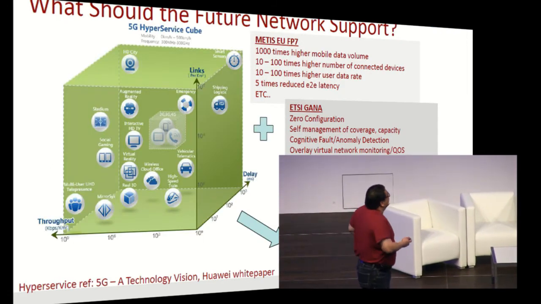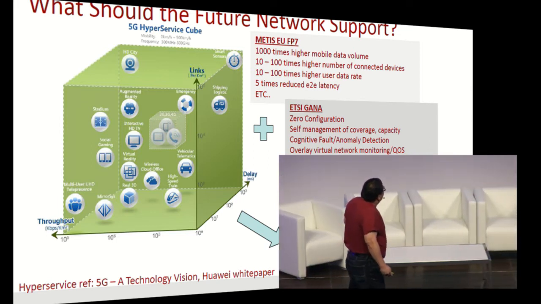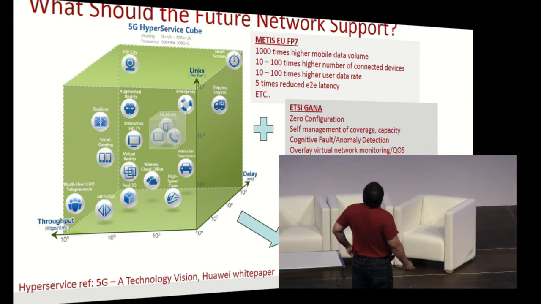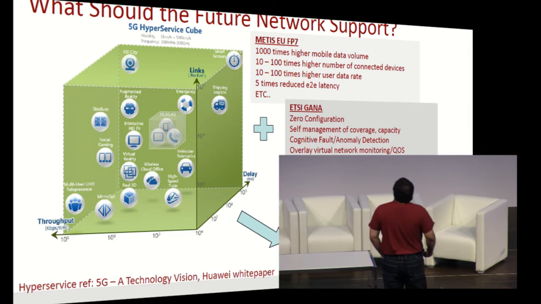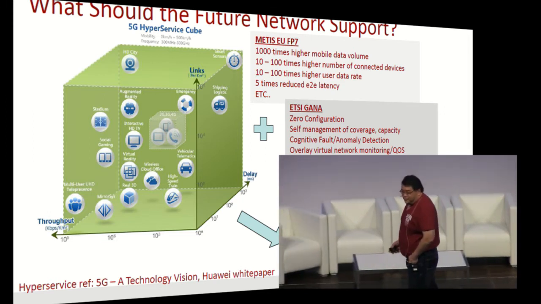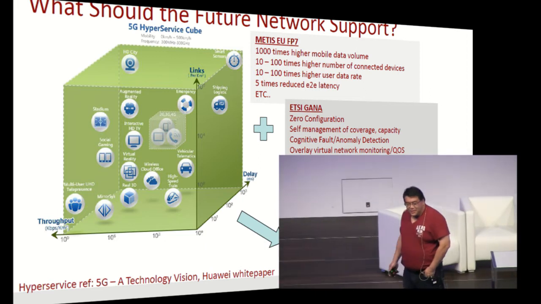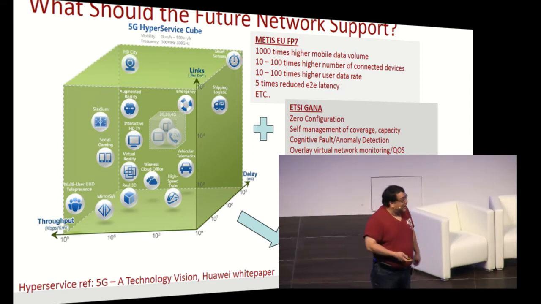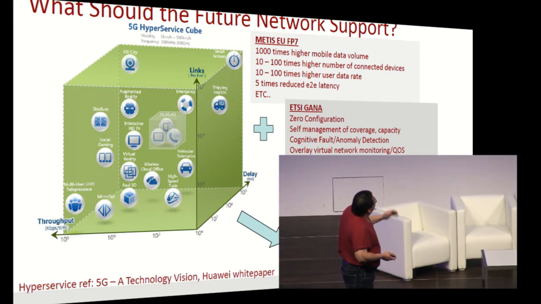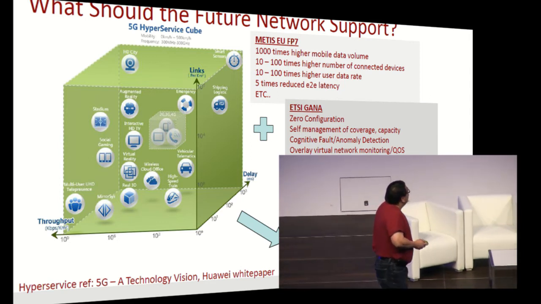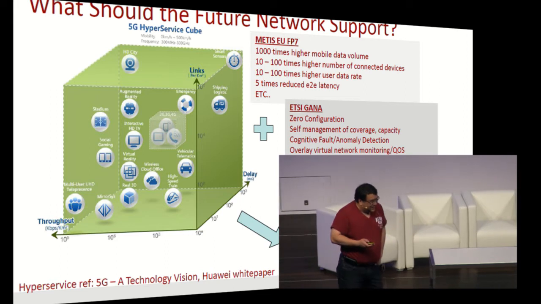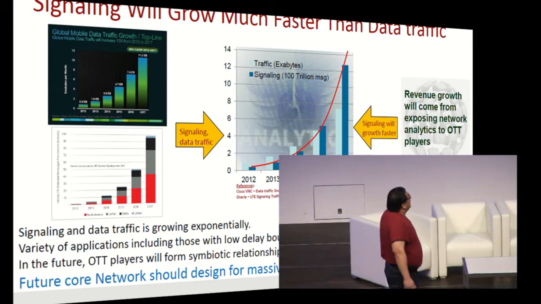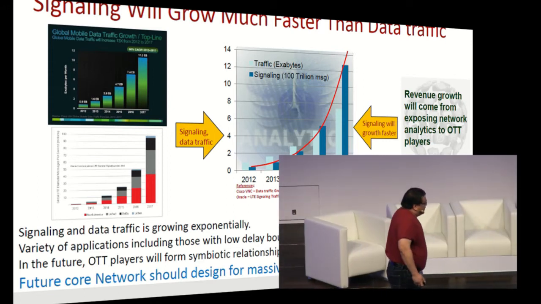All right, what should the future network support? On this box, I plot what we call the hypercube, the service hypercube. And in the middle of that hypercube, you see what the cube looked like today. So basically what it says is that in the future, you're going to have network applications that are going to be much broader, require much bigger range of throughputs, much bigger range of delays, and much bigger range of links. If you want more about how this hypercube came about, go find our white paper on the web.